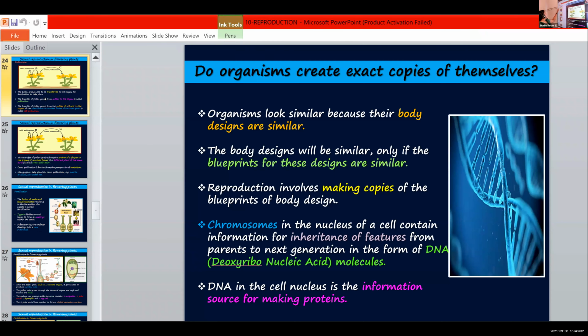Ma'am, yes. Transfer of pollen grains from the anther of a flower to the stigma of another flower of a different plant of the same kind. Very good. Once you understand the meaning, it will be easy to memorize. Okay. So that was about cross pollination.